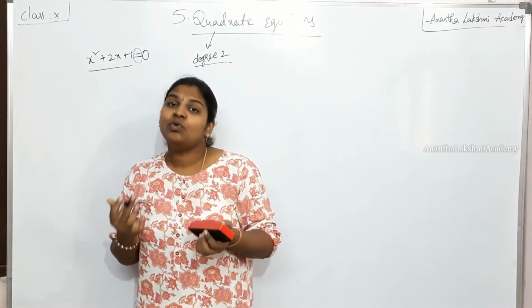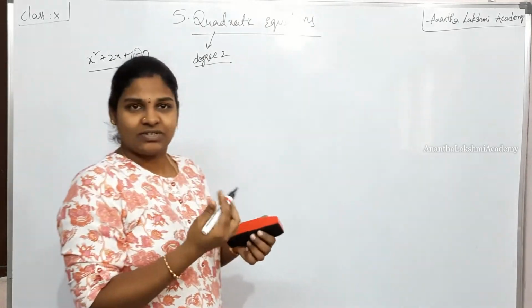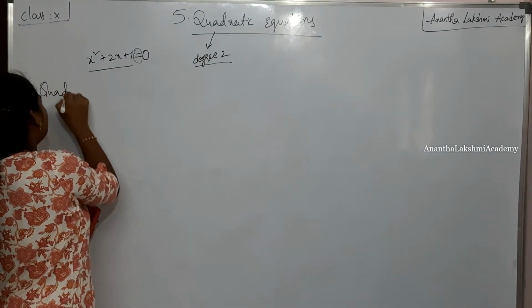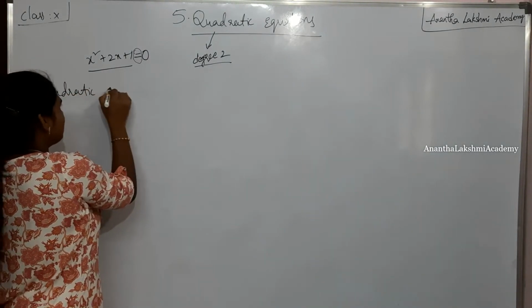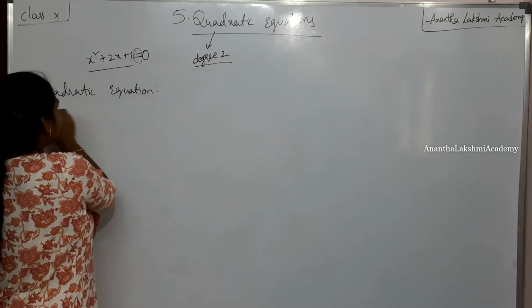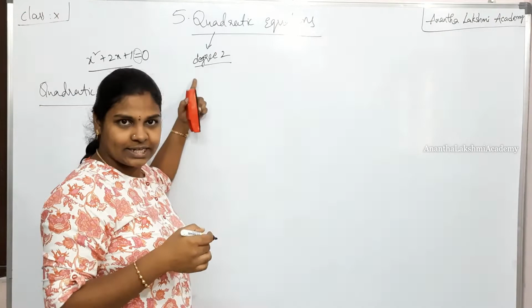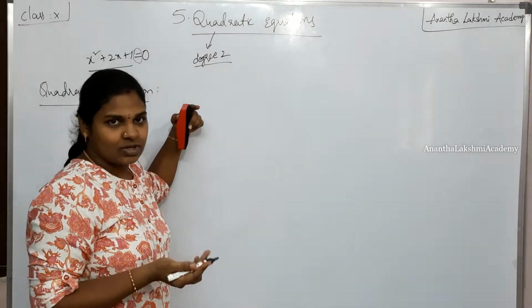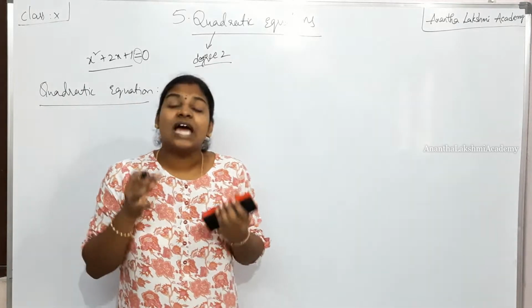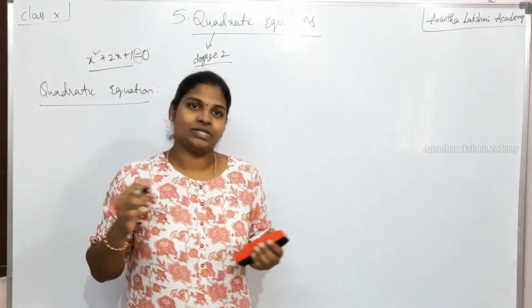Now that we understood what a quadratic equation is, let's get to the definition of a quadratic equation. How is it given in our textbook? Now that you understood what a quadratic equation is, it is nothing but an equation whose degree is 2. That is known as a quadratic equation in simple terms. Let me give you the standard definition of a quadratic equation.